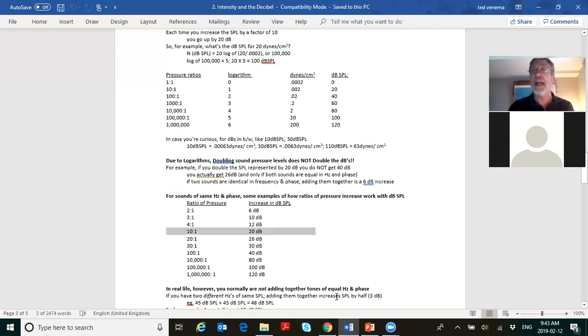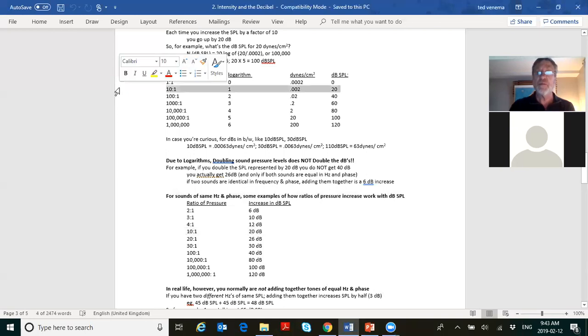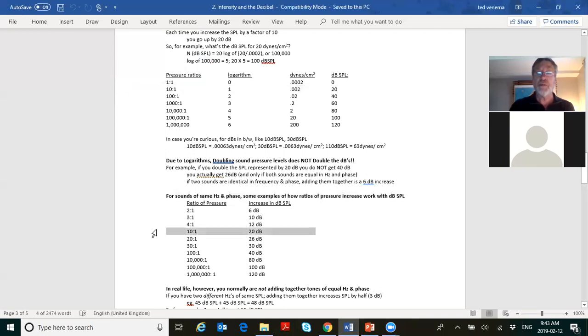Okay, I'll do it again. You have one tone of 1,000 hertz doing 40 dBSPL. You have 10 tones of 1,000 hertz, each at 40 dBSPL. What's the sum total? Well, what happens when you increase the pressure by a factor of 10? You go up 20. So 40 plus 20 is 60. There's your sum total.